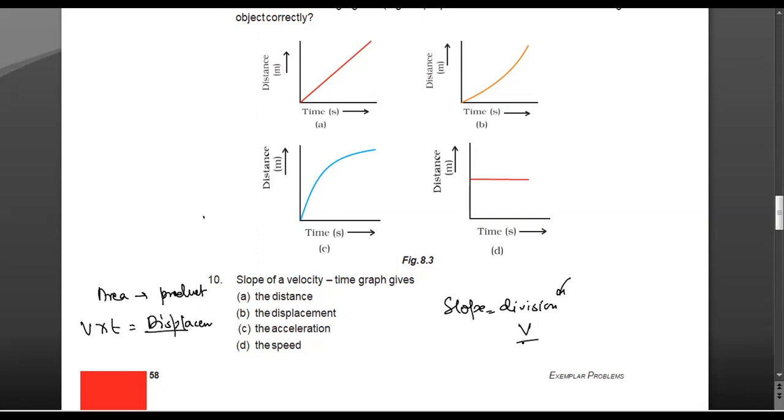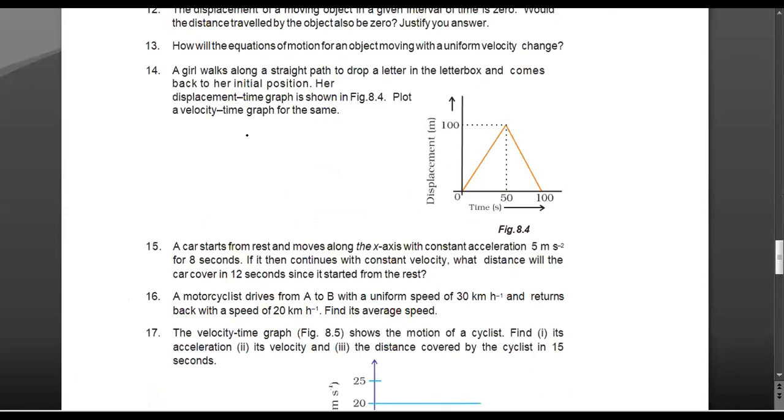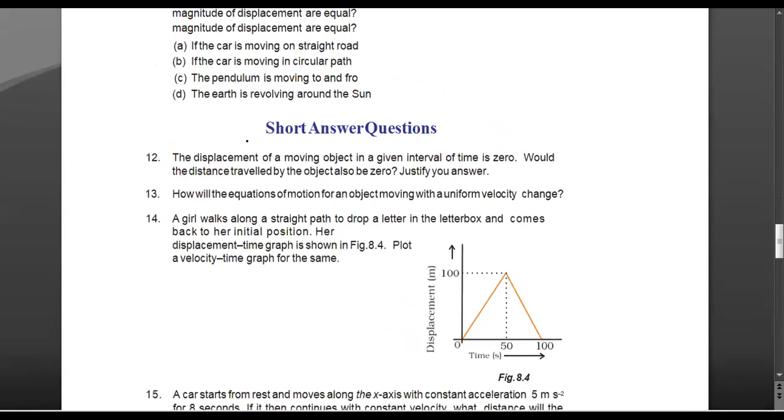Division means when velocity is being divided by time, it is acceleration. V by T will give you acceleration. Rate of change of velocity is called acceleration. Okay, let's move towards the next question.